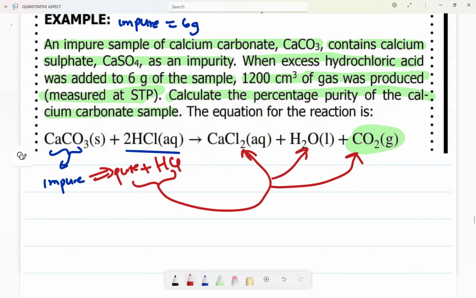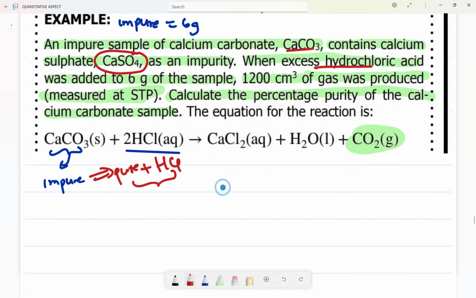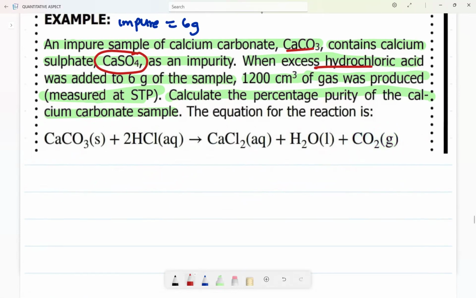Okay, so only the pure will react with what? With HCl, because the reaction will occur when calcium carbonate reacts with what? With HCl. So it means now this impurity of calcium sulfate will not react. Okay, so what do I mean by that? So it means now I know that it is going to form this much.